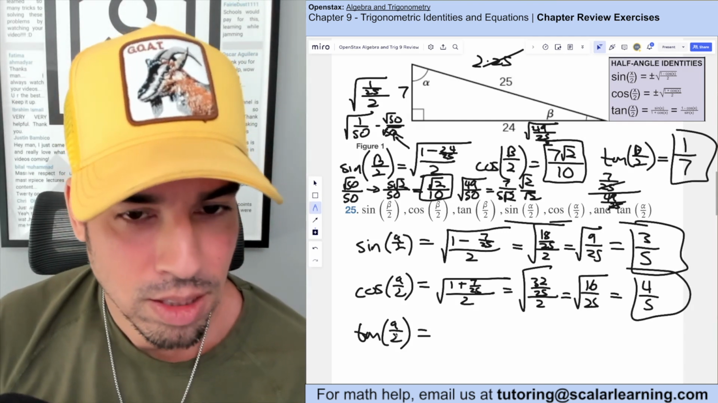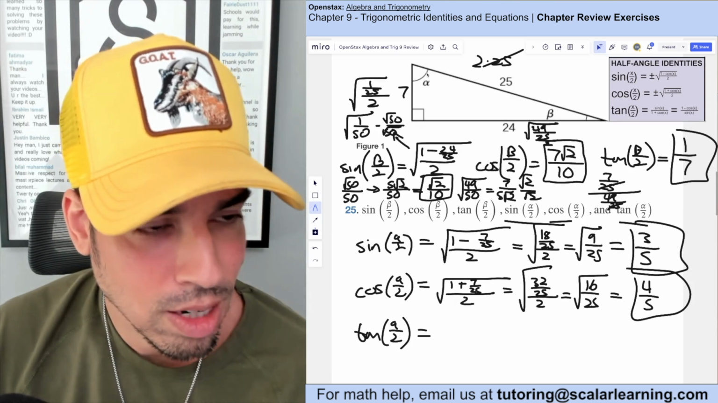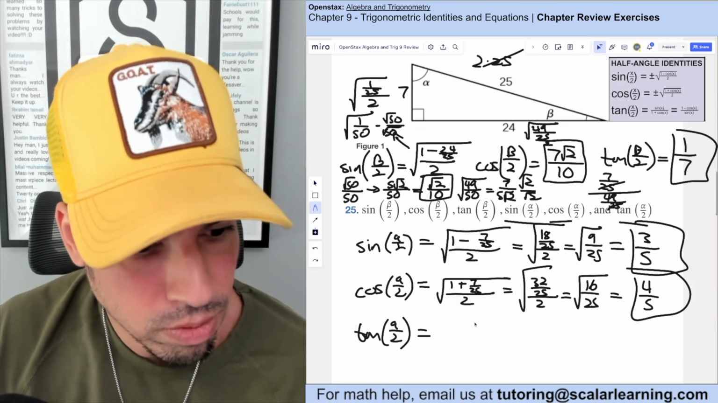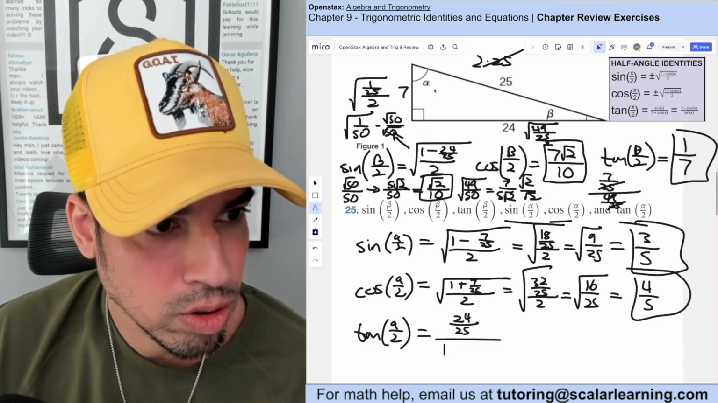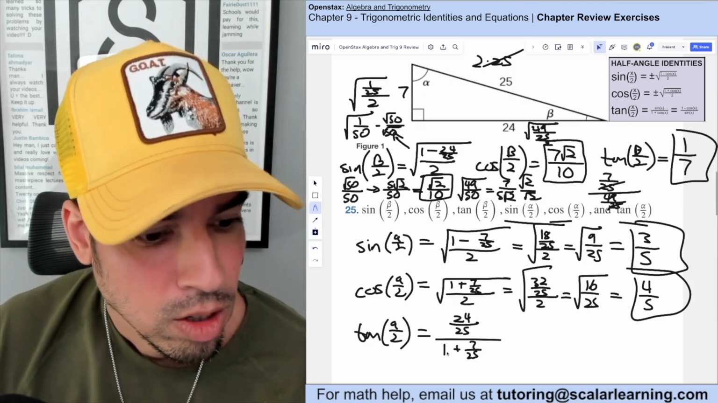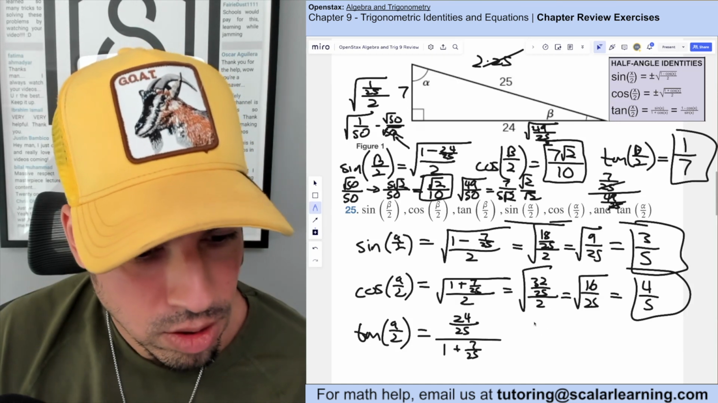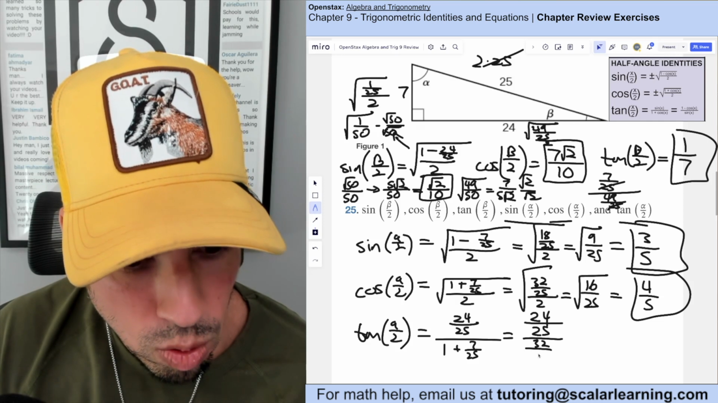Last but not least, we've got the tangent. So we're going to use that first identity, which is the sine of a over 1 plus cosine of a. Sine of a is opposite over hypotenuse, so it's 24 over 25 on top, over 1 plus cosine, and we already know that cosine is adjacent over hypotenuse, 7 over 25. So 1 can be 25 over 25, so 25 plus 7 is 32. So we've got 24 over 25 over 32 over 25.